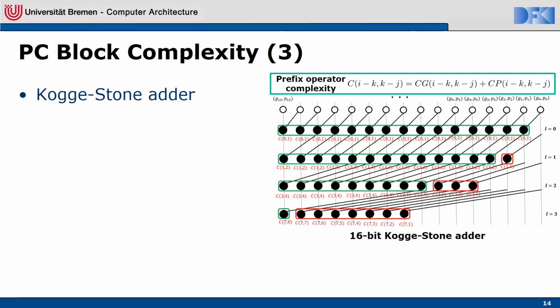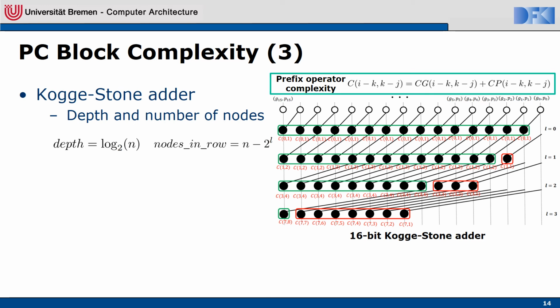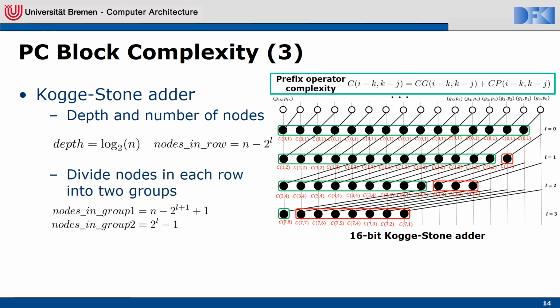The next prefix adder is the Kogge-Stone adder. We can again calculate the complexity of each node based on the C function. In a Kogge-Stone adder, the depth is equal to log2 n and the number of nodes in each row equals n minus 2^L. We divide the nodes in each row into two groups, where in one of them all the nodes have the same complexity. In the figure, you can see the groups with the green and the red colors.